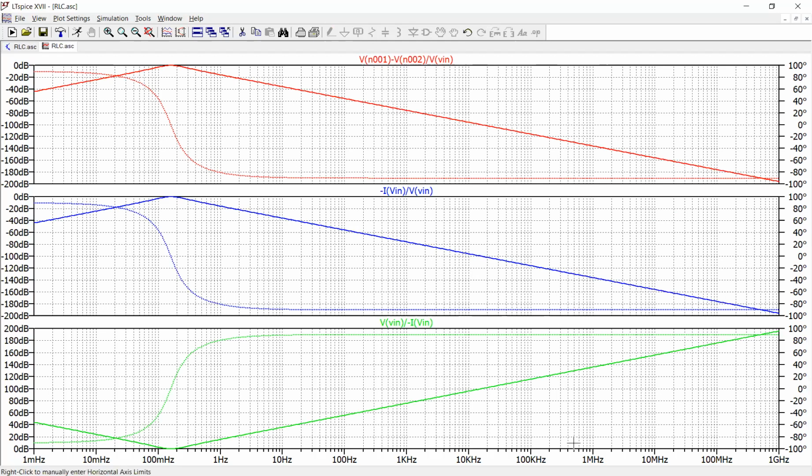All right, so that's how we can analyze the frequency response of any circuit. For instance, we analyzed the frequency response of the series RLC circuit. It's a passive circuit, so the maximum gain that we have is 1. The upper 2 plots are the voltage transfer ratio and the impedance respectively, and the bottom plot in green here is the admittance plot.